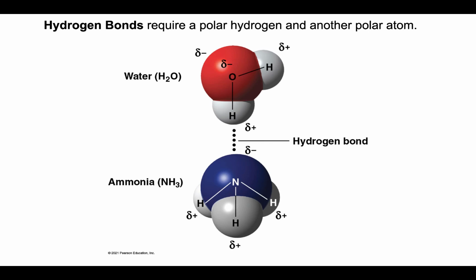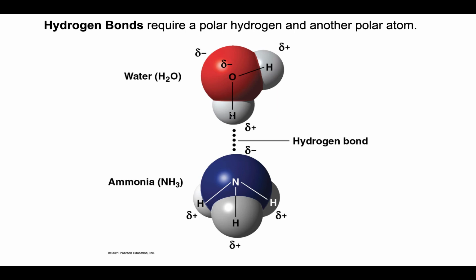Next, hydrogen bonds. Hydrogen bonds require, as the name suggests, a polar hydrogen. That means a hydrogen that isn't an ion, right? Okay, but it has a partially positive charge, and then some other polar atom. So let's take a look. Here we have our hydrogen bond, and notice there is that polar hydrogen.